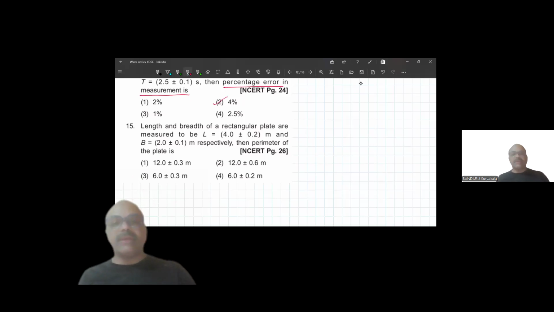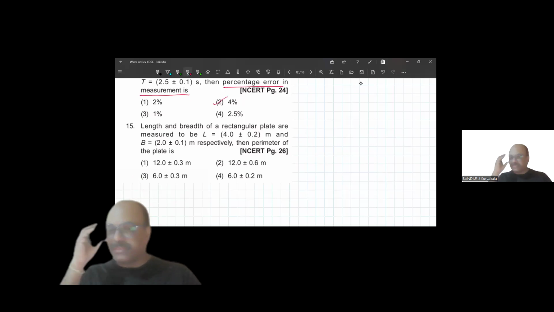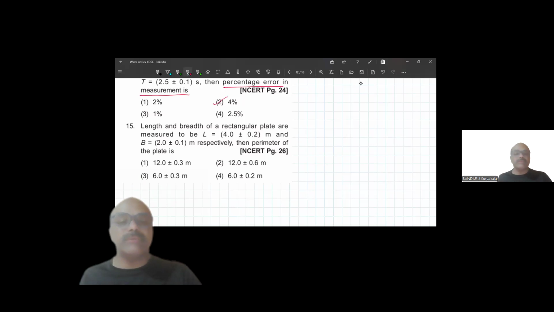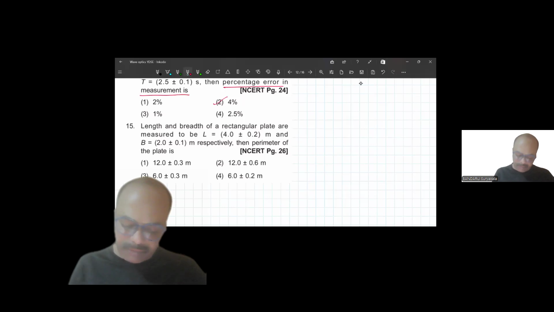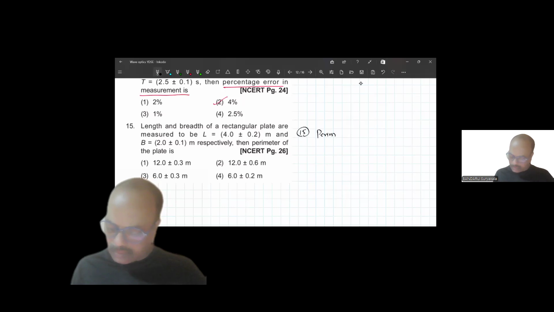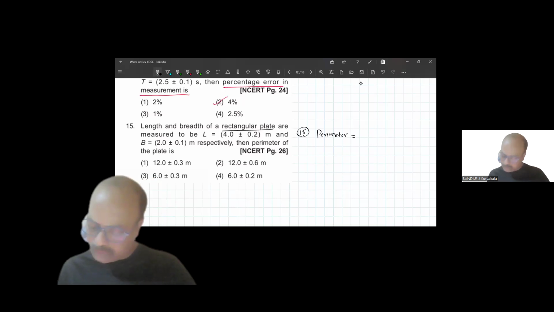Length and width they are given. So L equals 4 plus or minus 0.2 meters, and B is equal to. Then the perimeter of the plate they ask. So what perimeter formula do we have? What is the shape of the diagram? They gave a rectangular plate. Rectangular perimeter formula is 2 into L plus B.